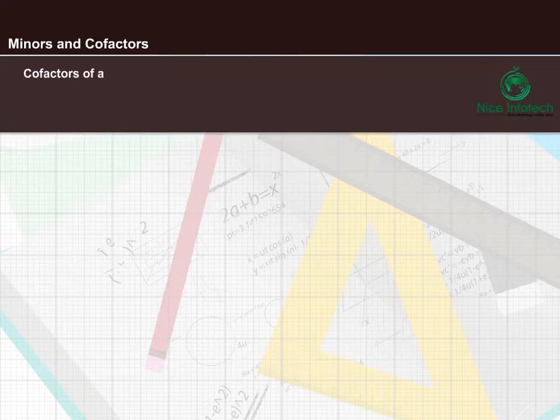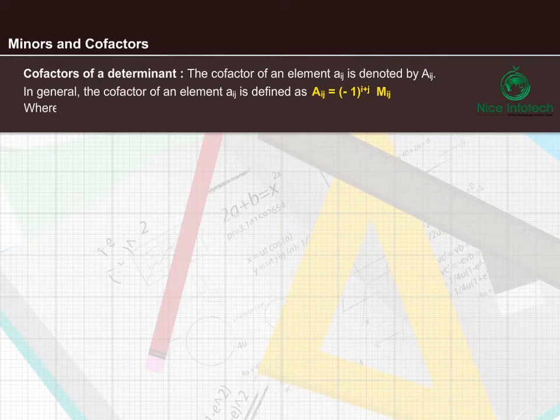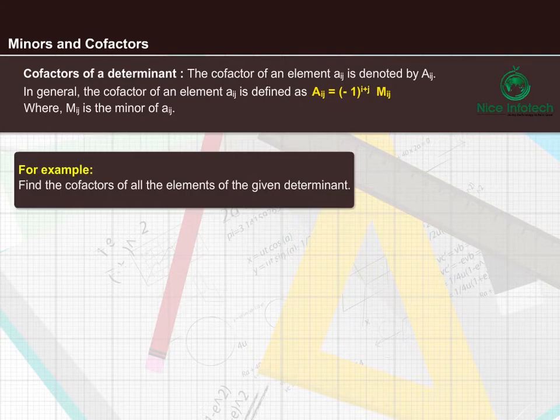Cofactors of a determinant. The cofactor of an element Aij is denoted by capital Aij. In general, the cofactor of an element Aij is defined as capital Aij equals minus 1 raised to the power i plus j into capital Mij, where Mij is the minor of Aij. For example, find the cofactors of all the elements of the given determinant with elements 1, 3, 7, 9.